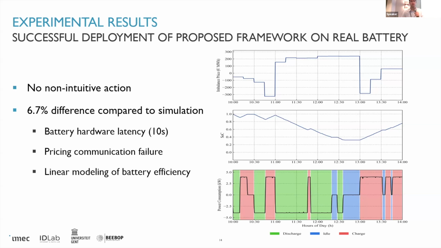But of course, we had some differences between the simulation and our experimental results. These differences are mainly because of battery hardware latency, which was 10 seconds, and also a pricing communication failure, which we faced because the provider had some technical issues, and we couldn't get any imbalance signal for half a day. And also the last one, which is that we modeled the efficiency of the battery as linear.